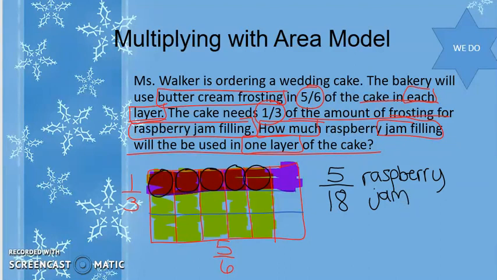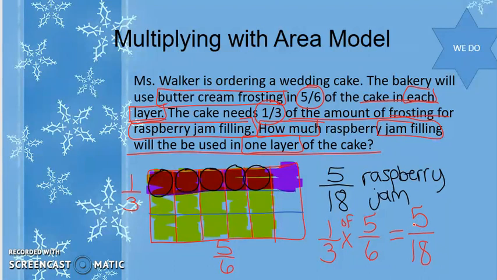Okay, now let's do the standard algorithm. So in order to do the standard algorithm, we would say 1/3 multiplied, because remember the multiplication means of the 5/6 portions of each layer of this cake. So we would multiply our denominator straight across to get 18. 3 times 6 is 18. We're going to multiply our numerator straight across. 5 times 1 is 5.